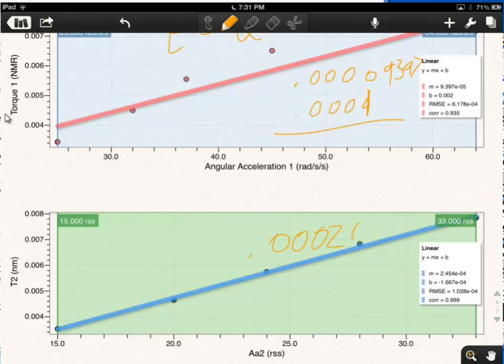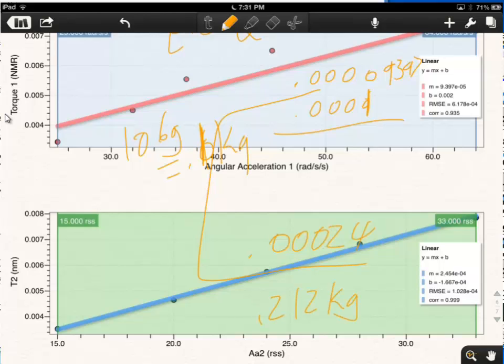Okay, if we come down to this one, we have 0.00024. And we know that the mass of the first rotating disk was 106 grams, which is equal to 0.1 kilograms, and so this is not the mass of the rotating disk. However, this one was 212, so that's 0.212 kilograms. And so this slope to this slope is about double, which we'd expect because the mass was about double, but it's not directly proportional to mass. It's directly proportional to a different thing, and this different thing is called moment of inertia.